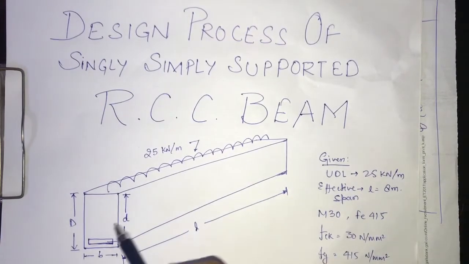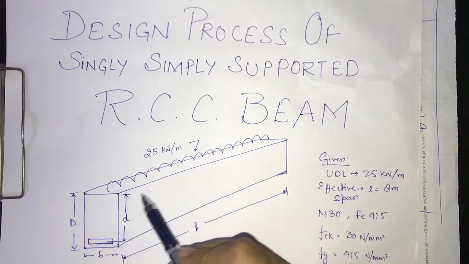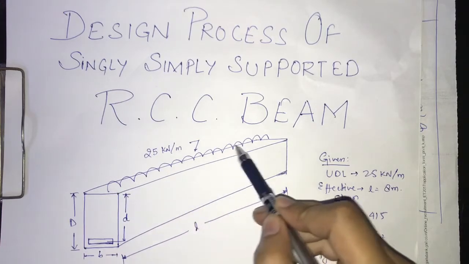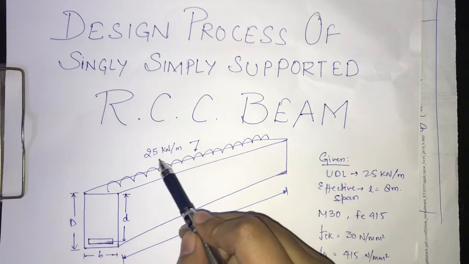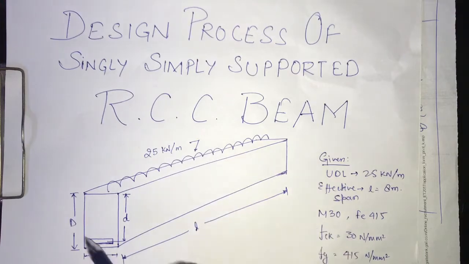Guys, as you can see here, this is our beam and this is the UDL acting on the beam whose magnitude is 25 kN per meter, and the grade of concrete and steel are M30 and Fe 415. It means that the characteristic strength of concrete is 30 Newton per mm square and the characteristic yield strength of steel is 415 Newton per mm square.